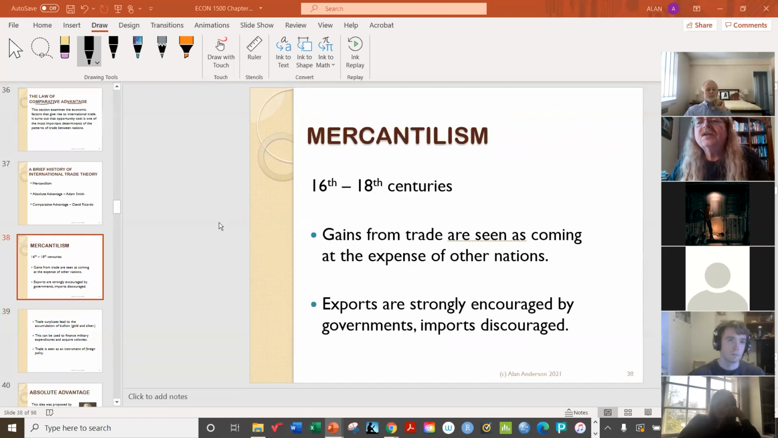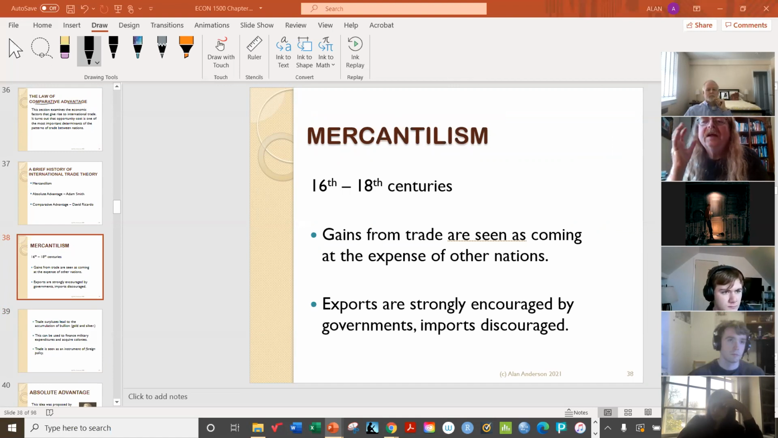Mercantilists thought that trade was simply another form of warfare. It was just another way of taking advantage of your neighbors. It wasn't meant to be mutually beneficial. The idea was you exploit your fellow countries by selling them your merchandise and not buying anything in return. Right? That's what they're aiming for.